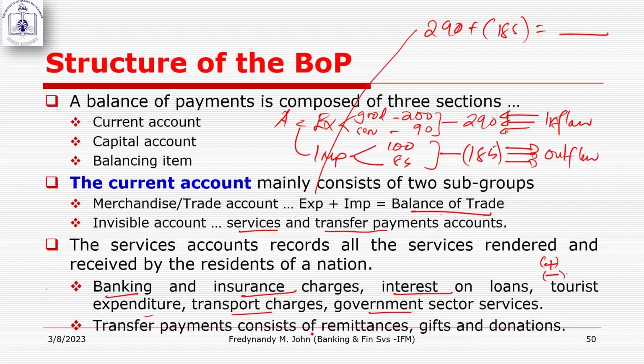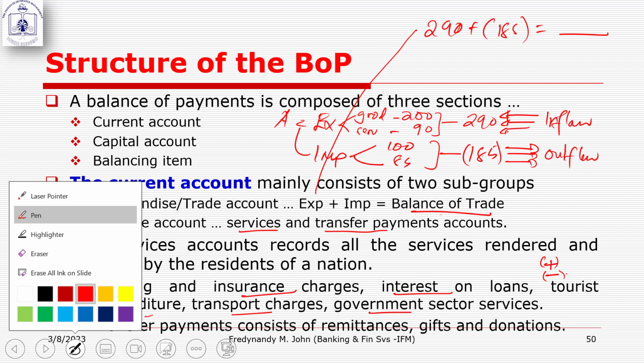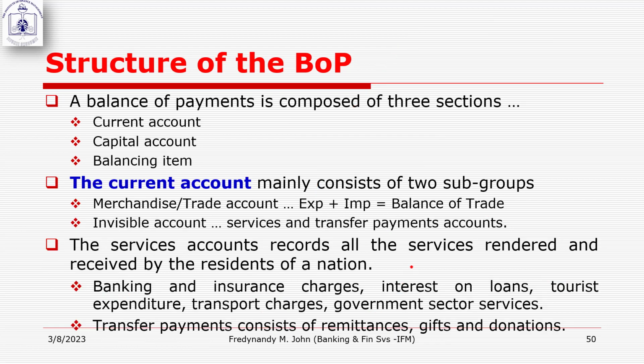Remember earlier I mentioned something about residents of a country. We have some Tanzanians who live abroad. All right. Let's say they are in the UK. These individuals, from wherever they are, they remit funds to Tanzania. All right.